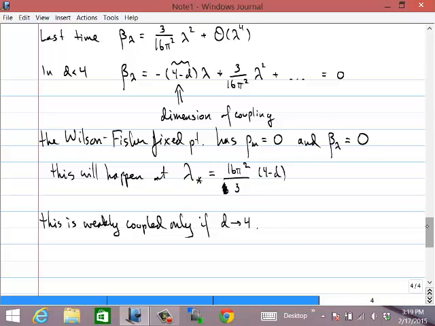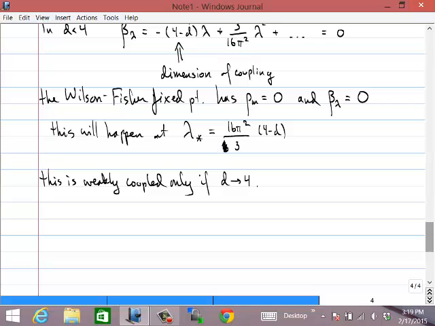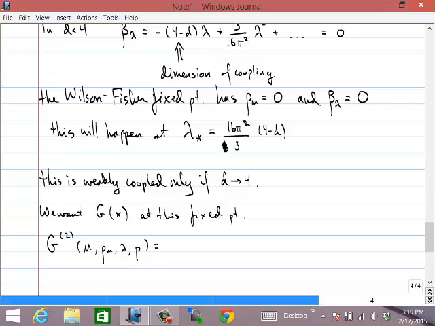So what we want to do is determine the 2-point function at this fixed point. And we want to use the fact that the 2-point function, regarded as a function of the renormalization group scale, the couplings, and I guess I'll call it, let's work in momentum space. We want to use the fact that this solves the Callan-Symanzik equation.